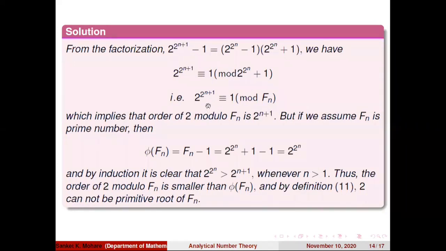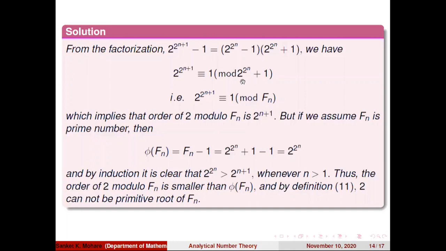So 2 to the power 2^(n+1) is congruent to 1 modulo Fn, which implies that the order of 2 modulo Fn. So a to the power k is congruent to 1 modulo n. This implies what? k is the order of a modulo n. So this implies the order of 2 modulo Fn is 2^(n+1). So the order of 2 is 2^(n+1) with respect to modulo Fn. Okay. So here Fn is what? Fn is this number 2 to the power 2^n plus 1.